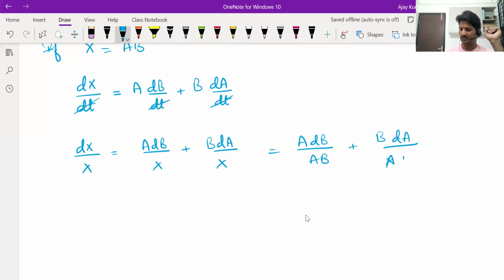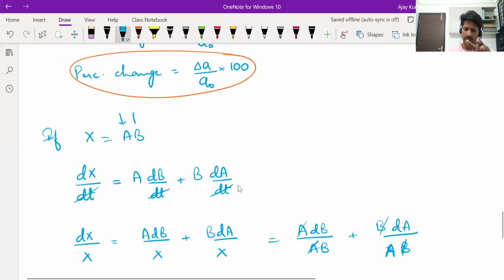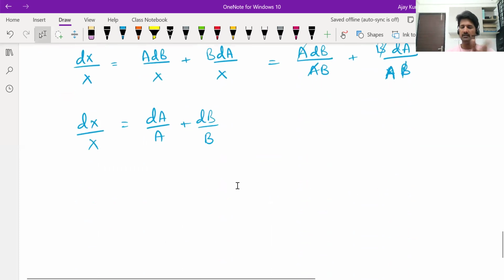Okay, anyway, this is all 11th class syllabus. Cancel, cancel. So you have dB by b plus dA by a. So dA by a plus dB by b. I'm sure you all must have learned this in 11th class. When two measurements are multiplied, then their relative errors get added.